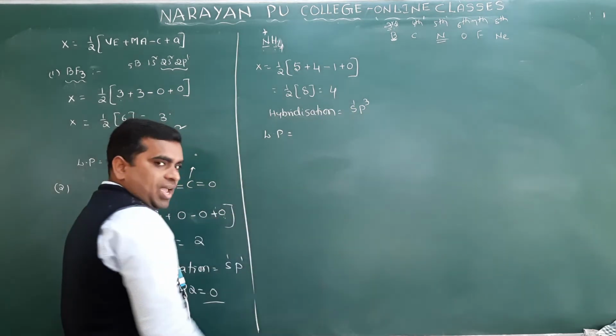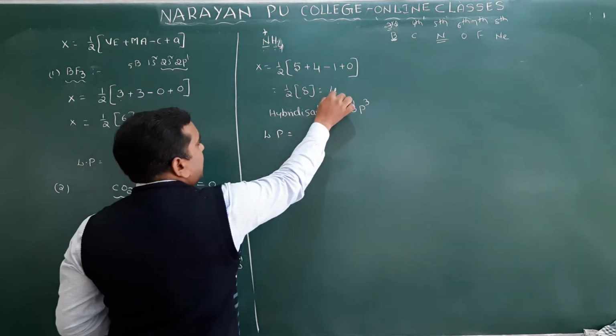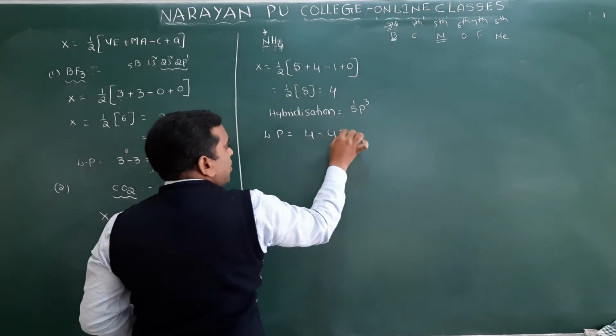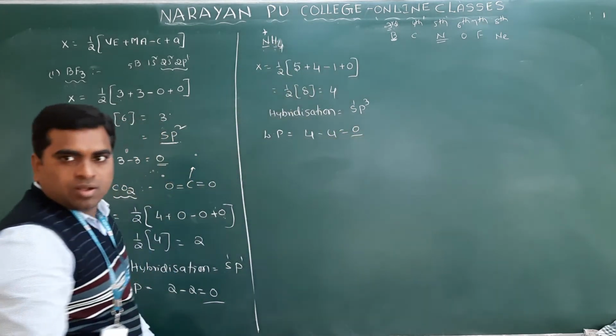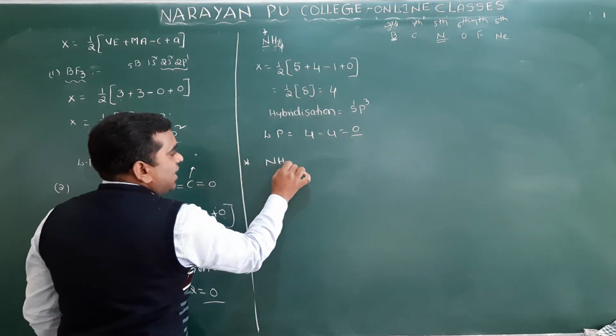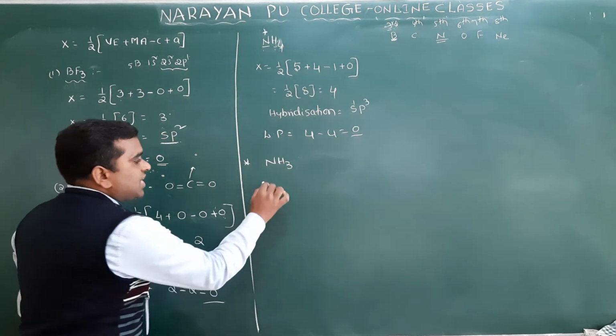No lone pair. Why? Because you see, the number of hybrid orbitals is 4 and the surrounding atoms are how many? 4. So 0 lone pair. In this way you have to calculate. And next one. If I write here NH3, what is the X value?